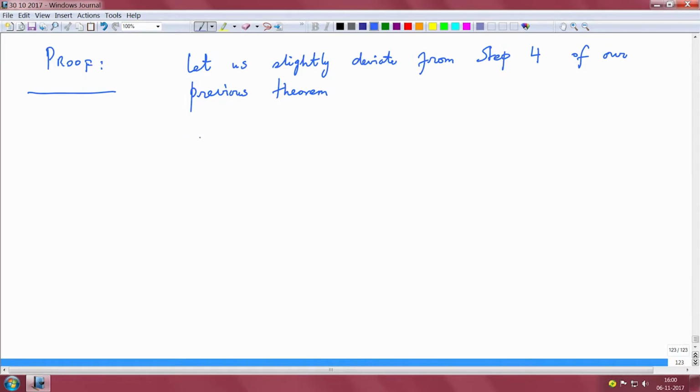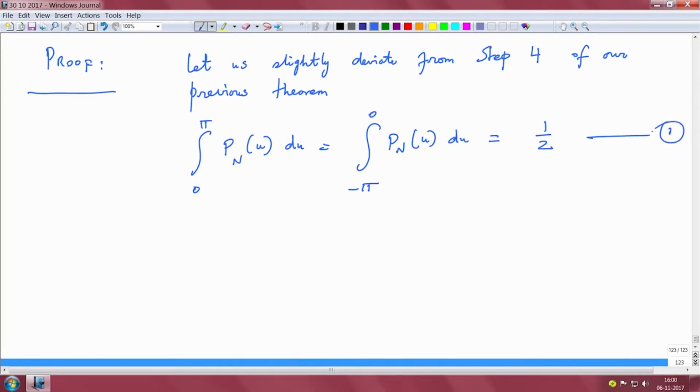So, it is a symmetric kernel. So, integral 0 to pi of P_n of u du is integral minus pi to 0 of P_n of u du, and this is 1 upon 2. Let us call this equation 1, just for your recall.